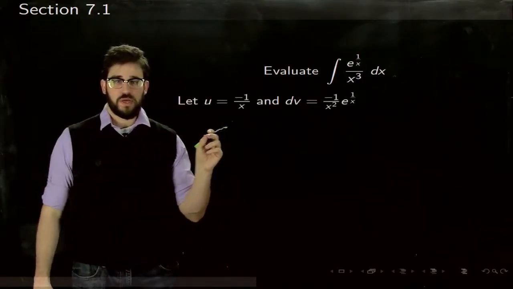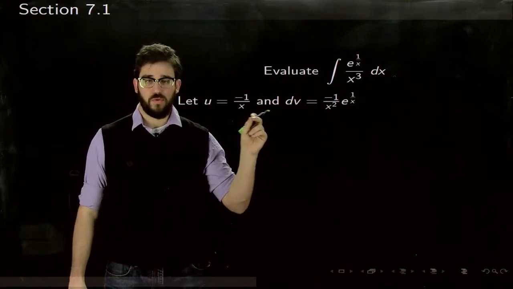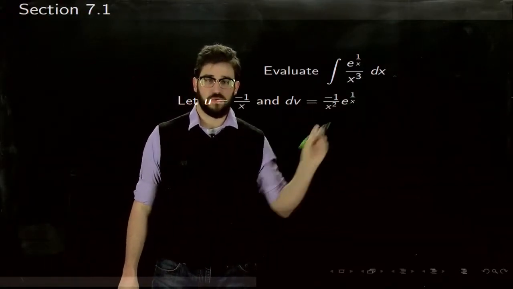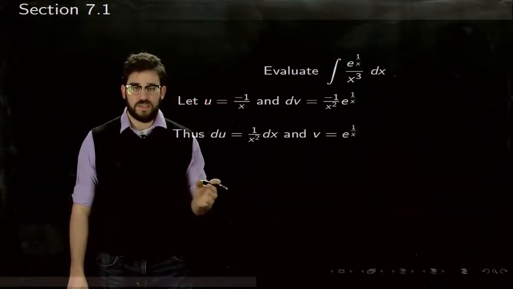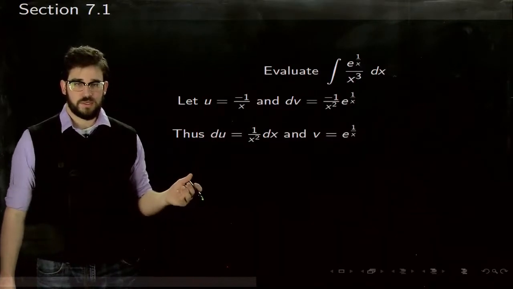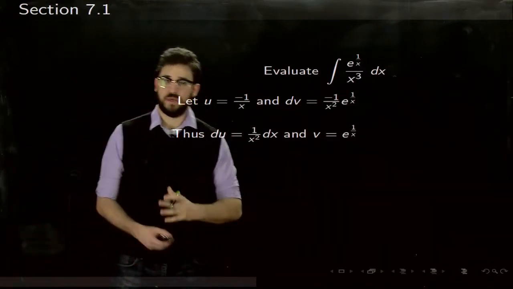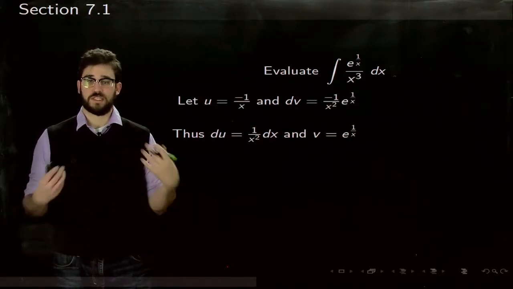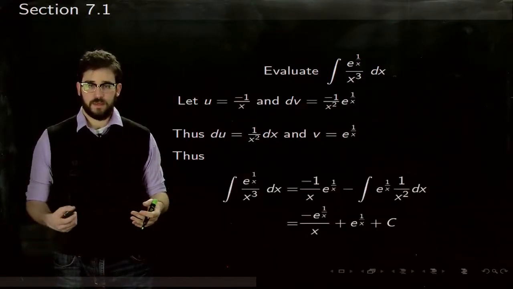So if u is negative 1 over x, and dv is that minus 1 over x squared e to the 1 over x, then du will be 1 over x squared dx, and v is just simply e to the 1 over x. All right? So let's put these parts together.